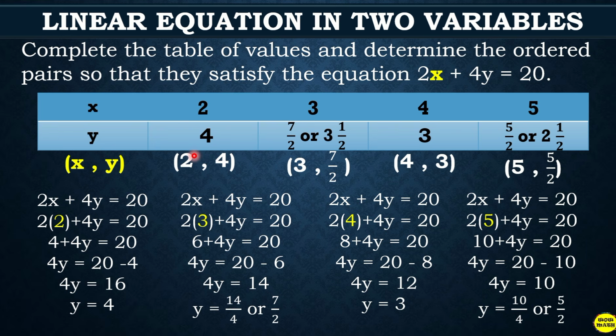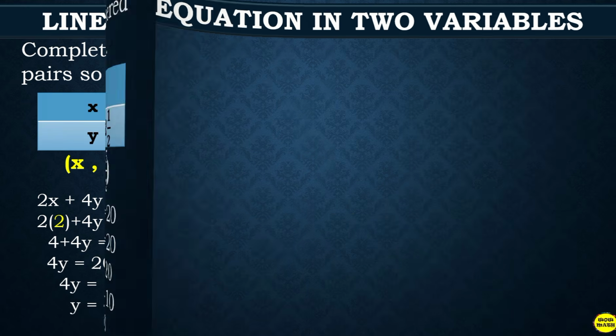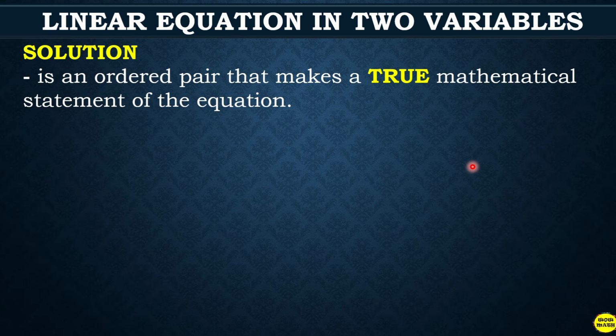This means that when I substitute 2 here and get the value of y, which is 4, then substitute them into the equation, the result will be 20. Okay? So, let's do the checking. But before that, the solution. What we call those 4 ordered pairs we got earlier is the solution. So, what is a solution? It is an ordered pair that makes a true mathematical statement of the equation. When we say true, it satisfies your answer.